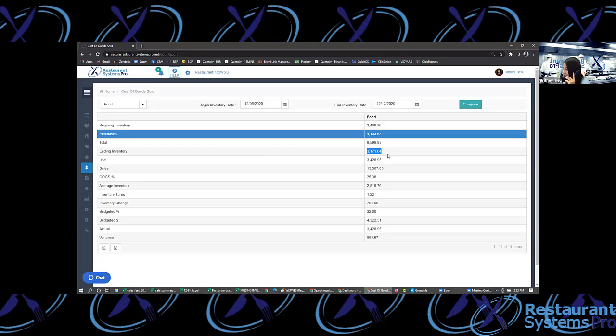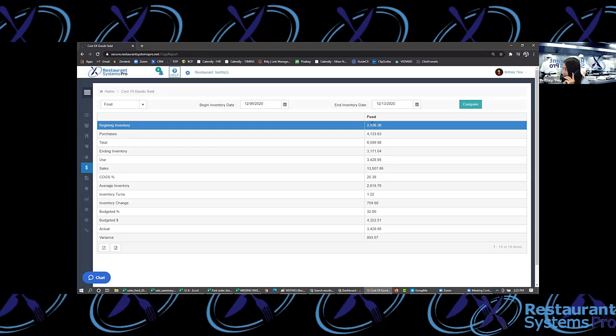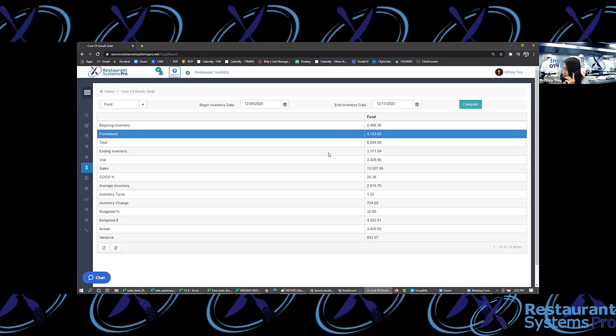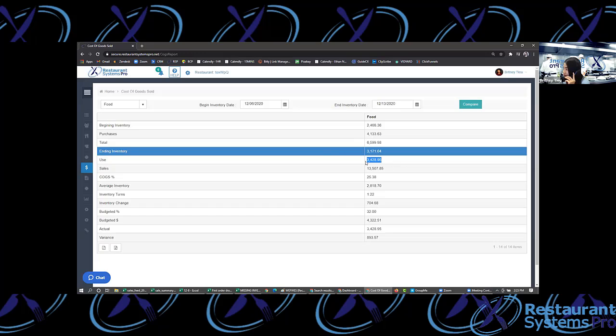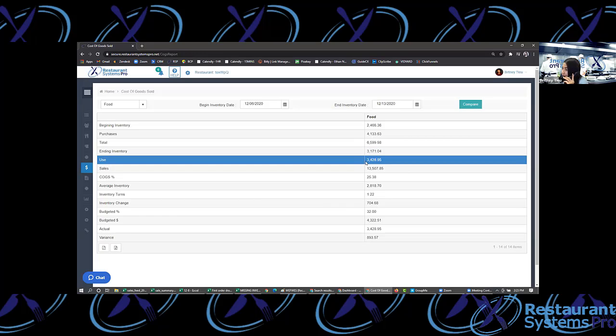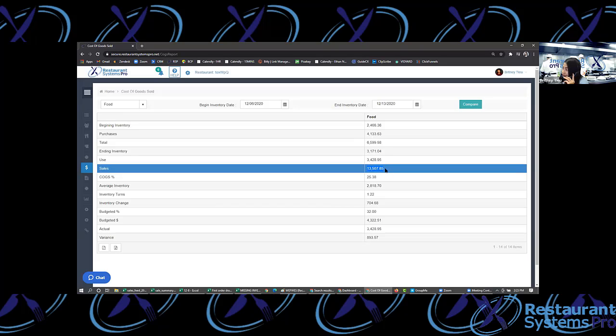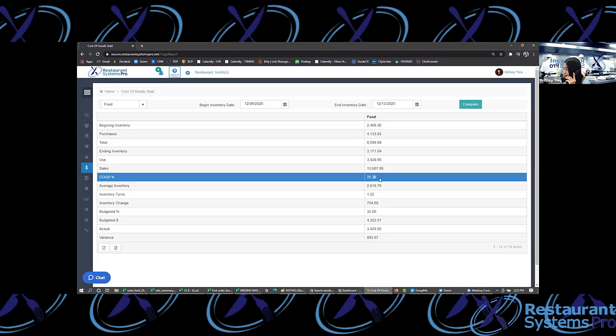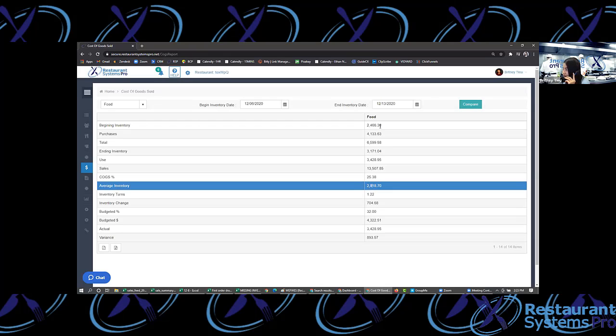The math behind our usage report, as well as our cost of goods sold, is your beginning inventory plus your purchases minus ending inventory to give you your usage. So this usage column, with your sales of $13,507, is saying that you guys used $3,428 worth of food. So that's where that's coming from. This is your cost of goods sold percentage. This is going to be your current cost of goods sold percentage. So we're right now hitting 25.38% for food. Our average inventory, that's just the difference between your beginning and ending inventory, is $2,800.